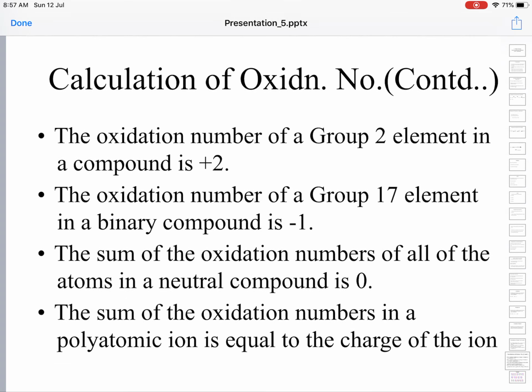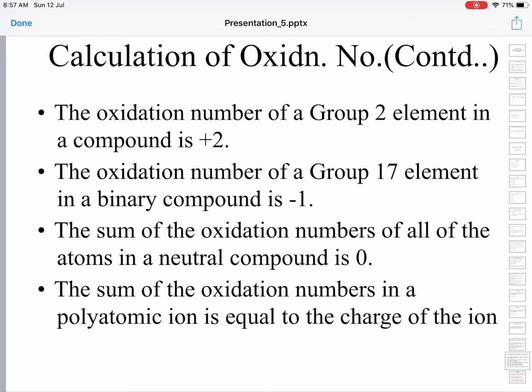The oxidation number of group 2 elements, beryllium, magnesium, calcium, is taken as +2. The oxidation number of group 17 elements in a binary compound is -1. The sum of oxidation numbers of all the atoms in a neutral compound, this is most important, is equal to 0. For example, the overall charge on the nitrogen molecule is equal to 0. Overall charge on chromium chloride is equal to 0, like that.